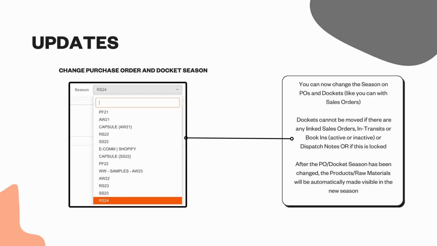For the next update, we have allowed for the option for you to now change the season of your purchase orders and your dockets. It's just important to note that with your dockets, this can't be actioned if the docket is linked to any sales orders in transits or bookings, active or inactive, and any dispatch notes. And with the purchase order, this again will be if there are no bookings applied.